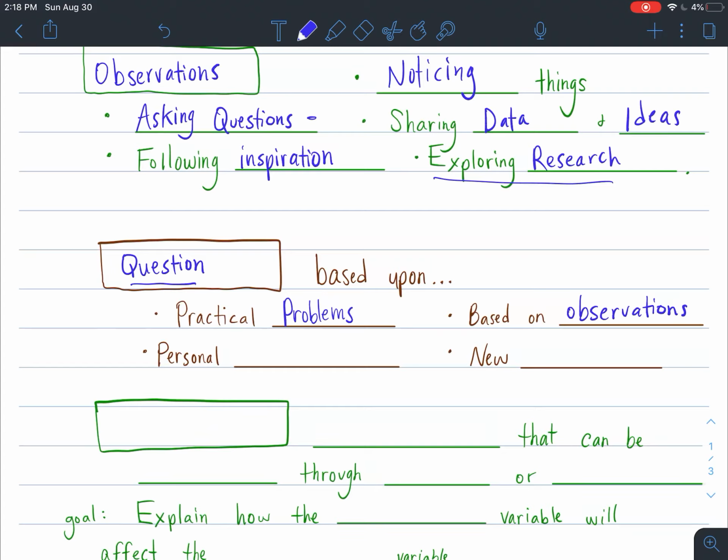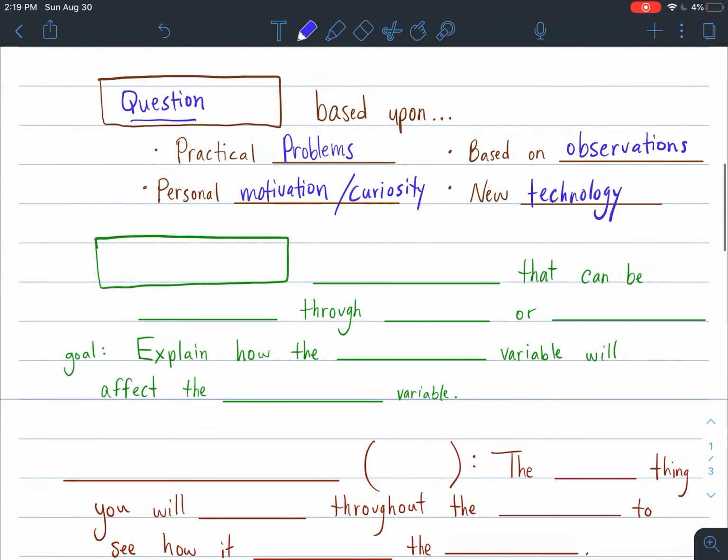Our question might also stem from our personal motivation. So maybe you started a business and you're really motivated to get your business off the ground, and so you ask a question like, how can I reduce the cost of purchasing the materials? That could be a question. So it could be a personal motivation, or even just a curiosity, something that you're curious about. Or it could be related to some new type of technology. So maybe you got a new piece of technology, you're like, whoa, how does it do this? And then you go on to investigate that question.